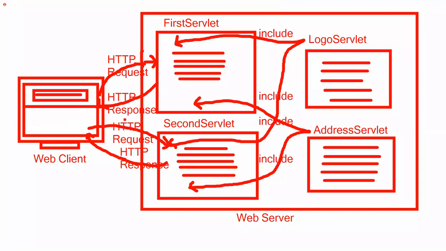See, if we send a request to the first servlet, the logo servlet is executed, the first servlet is executed, the address servlet is executed, and the output of 3 servlets is displayed. Okay. If we send a request to the second servlet, again 3 servlets are executed: the logo servlet, the second servlet, the address servlet. The output of 3 servlets is displayed here.